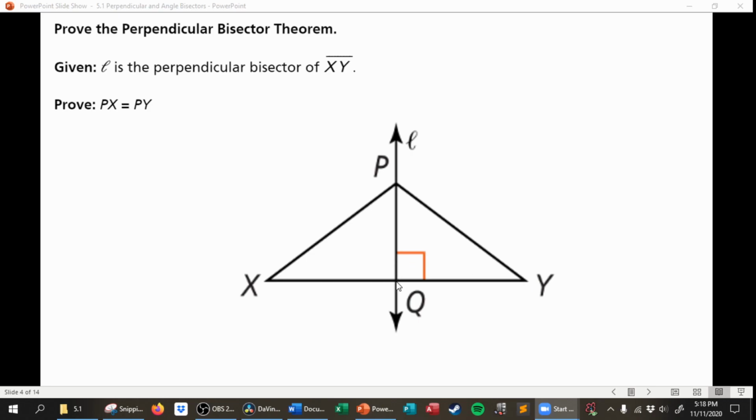And that means PQY and PQX would be the same angle when they map over. They're the corresponding congruent parts. By definition of a perpendicular bisector, XQ and QY, this and this, are congruent. And now I have side-angle-side congruency, so I can say all parts of these triangles are congruent if they're corresponding.